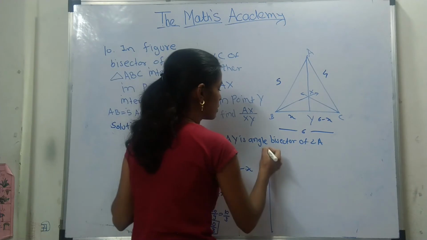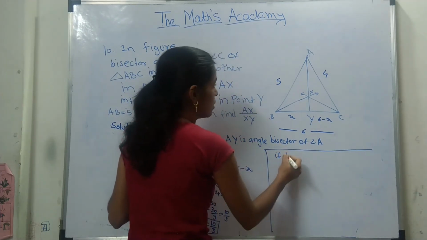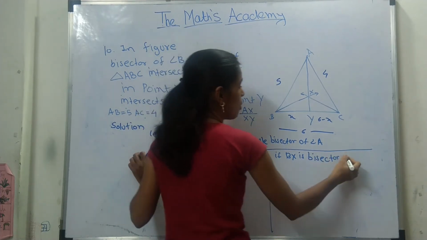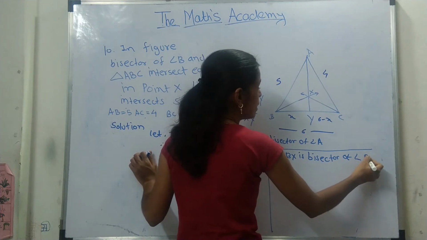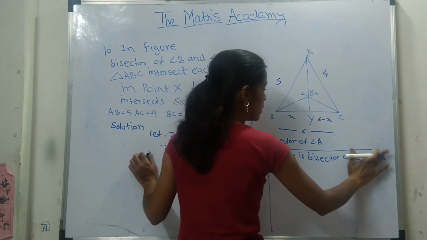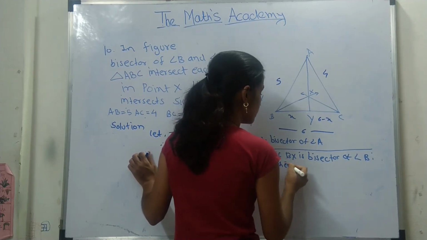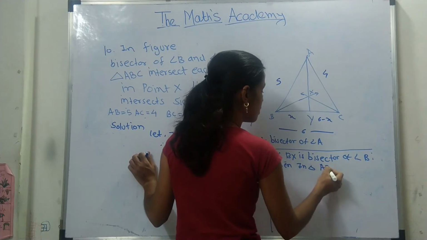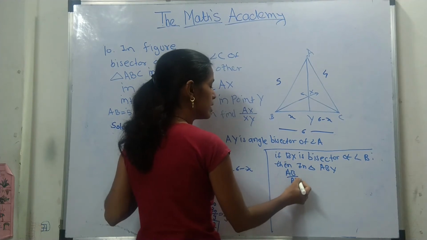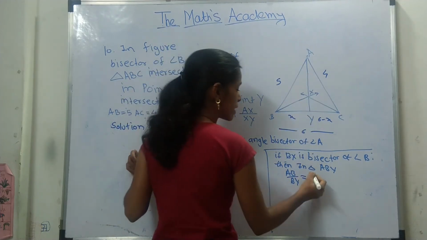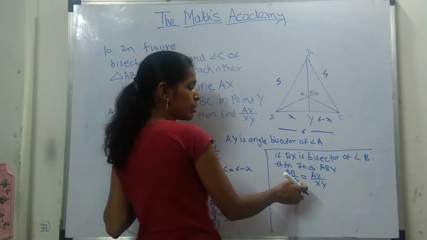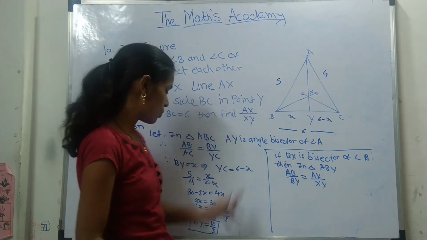Now if BX is the bisector of angle B in triangle ABY, then AB upon BY is equal to AX upon XY. This AX upon XY we have to find. To find this ratio AX upon XY, we will find AB upon BY. We know the value of AB, we know the value of BY from the previous step.